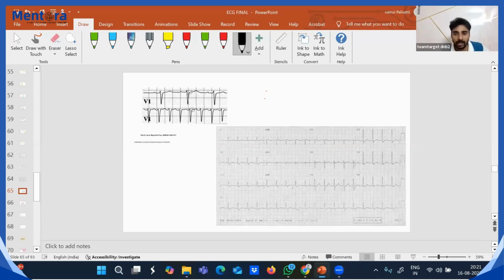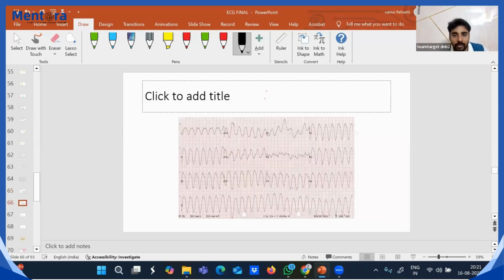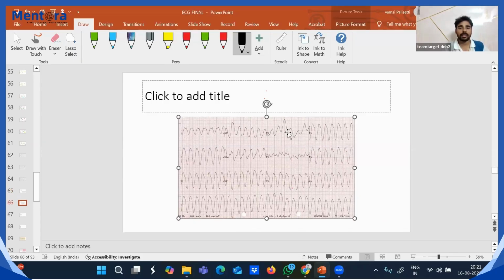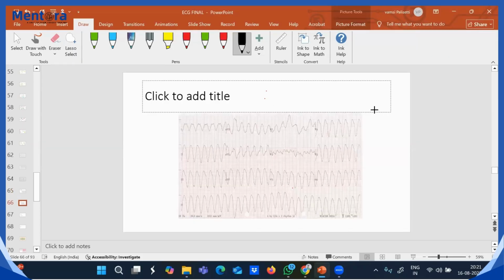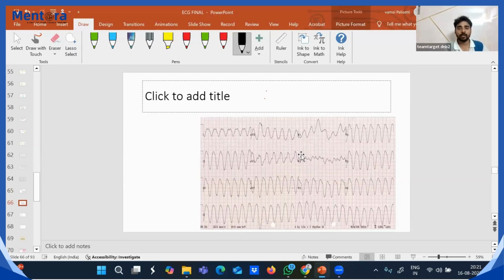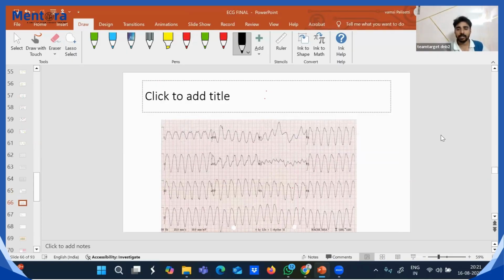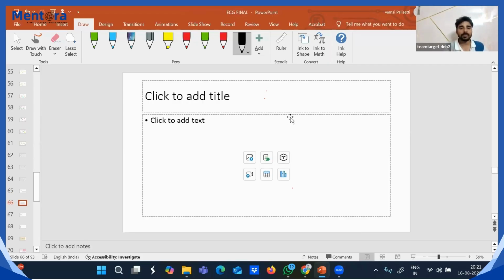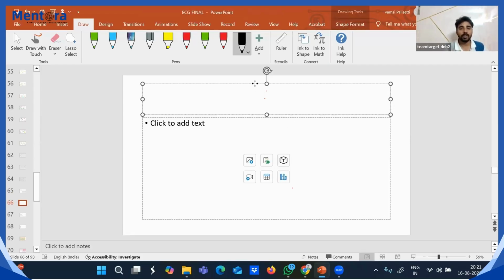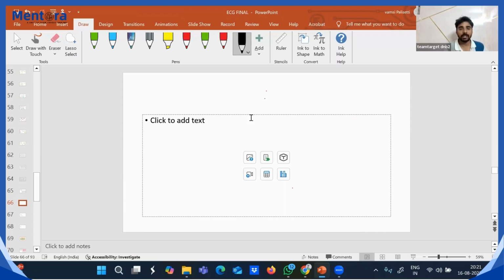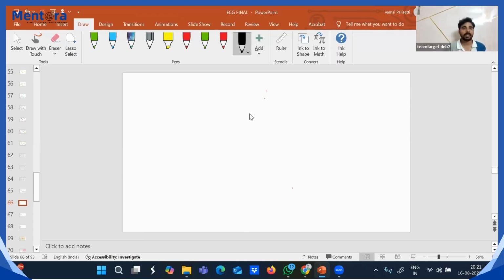This one we discussed already. Okay, VT. This completes the arrhythmias. We didn't discuss the management of VT, so we'll discuss it. SVT we discussed properly, all the SVTs. Then we come to the VT management.